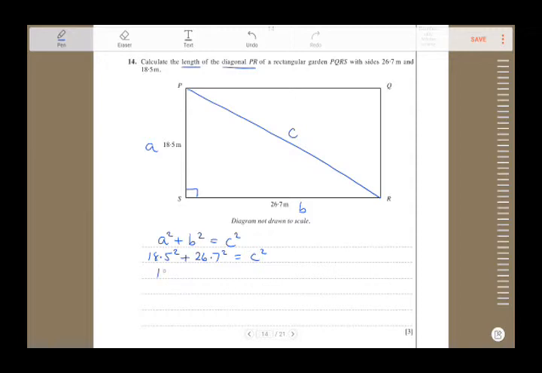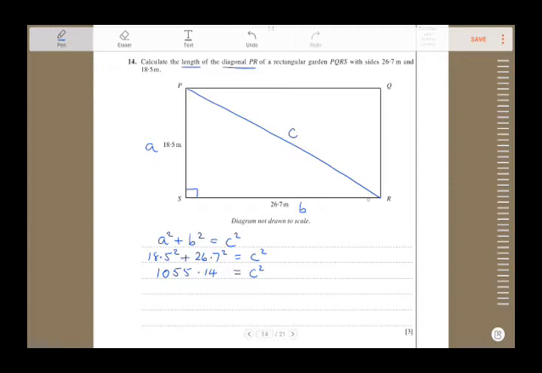Just double checking, 1055.14 equals C squared. So when you type this in the calculator, you would simply do 18.5, press the x squared button, plus 26.7, press the x squared button, and on your calculator it should look like that. Then press equals and you get that, 1055.14. Now to work out what C is, this tells us what C squared is, which is basically the area of the square.